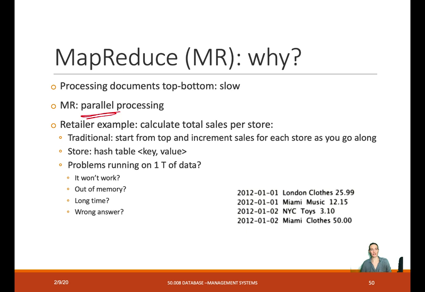So here's an example that we're going to be working with in the labs too. We have sales files, which are very simple text files, which have a date, a store location, item, and the sales amount. So traditionally, if we want to get the total sales per store, for instance, the total sales for the Miami store, we're going to go to the top of this file and all the way down to the bottom. We add to it each time a sale in Miami occurs. But what if your text file is 1 terabyte of data?